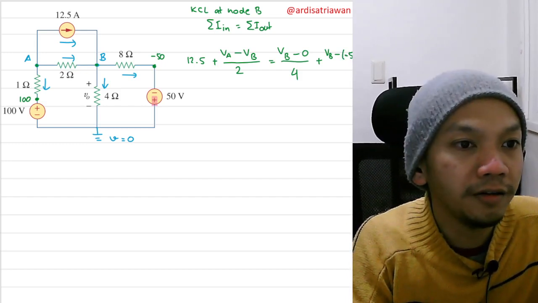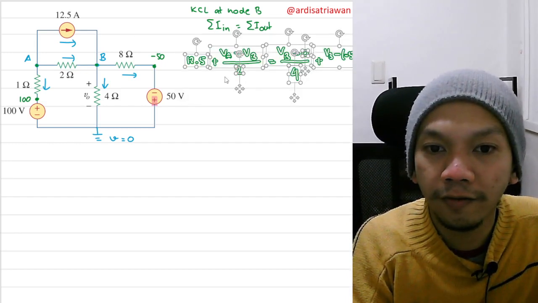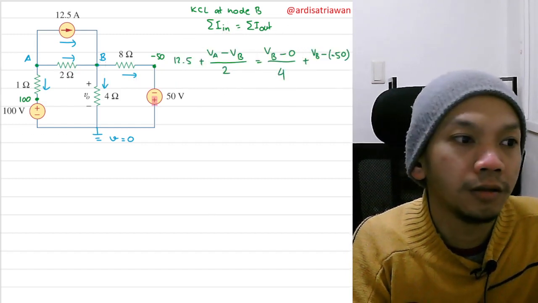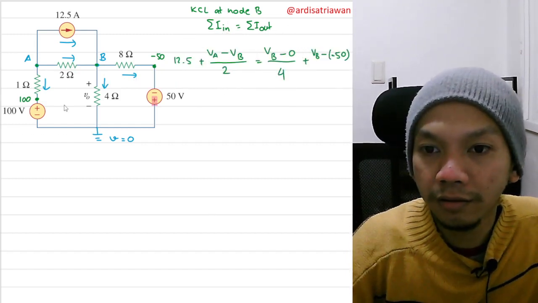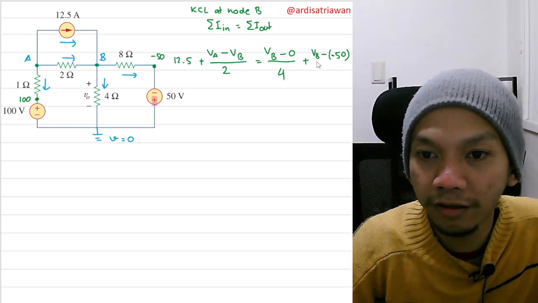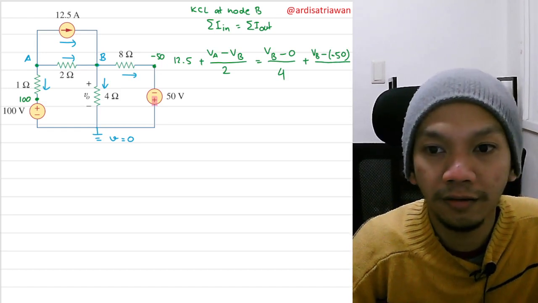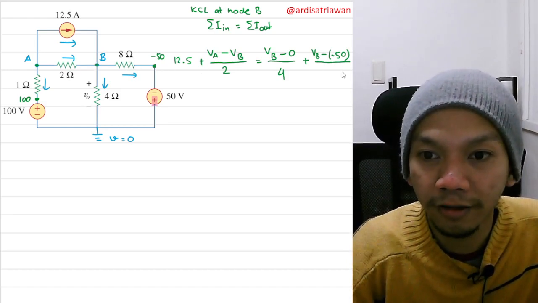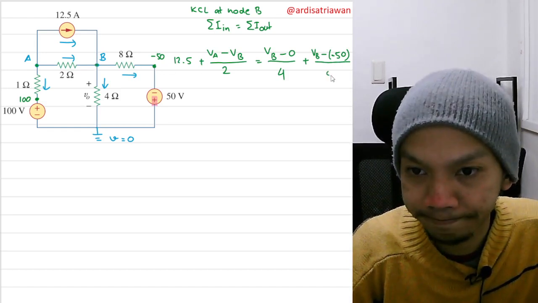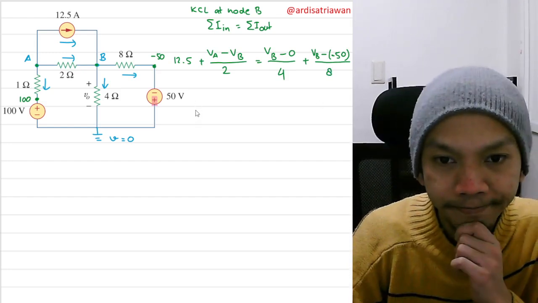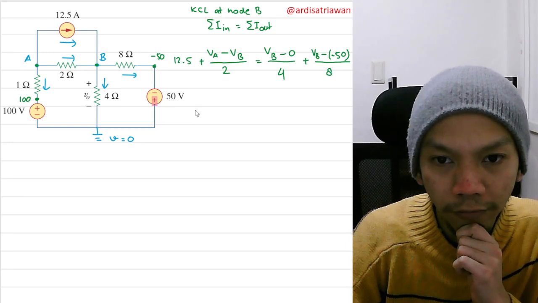Okay, I think I need to shift this left a little bit. Yeah, okay. And then we will need to divide by the resistance between this node and this node, right? So I will have 8. Okay, let's simplify this one. What can we do from here?